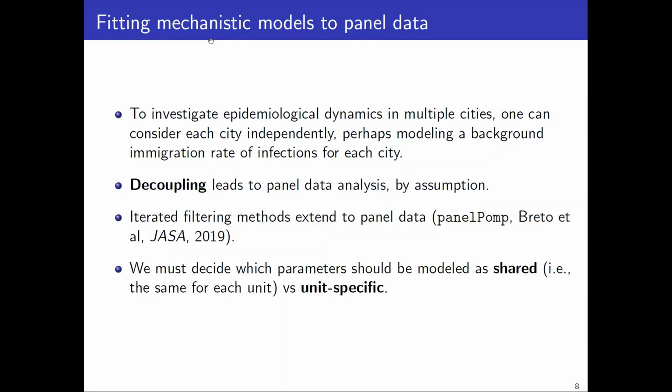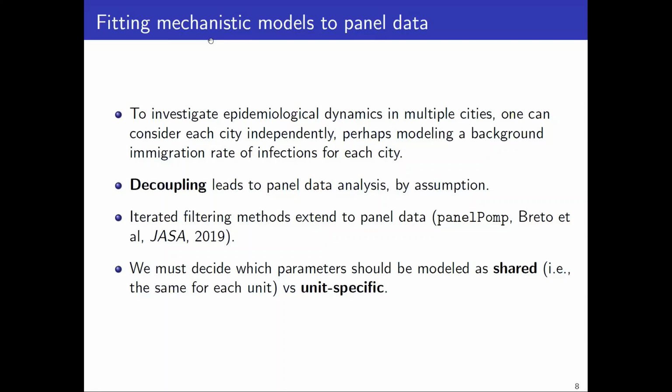Just like if you can make do with a linear Gaussian model, you do, right? You only go to the nonlinear case when you're convinced there's something essential to the system that you can't capture with a linear Gaussian. So you might be able to find cunning ways to decouple by conditioning on something. And in that case, you have a panel data problem, and these iterative filtering algorithms can be extended to panel data via panel iterative filtering, and that's implemented in the panelPomp package.